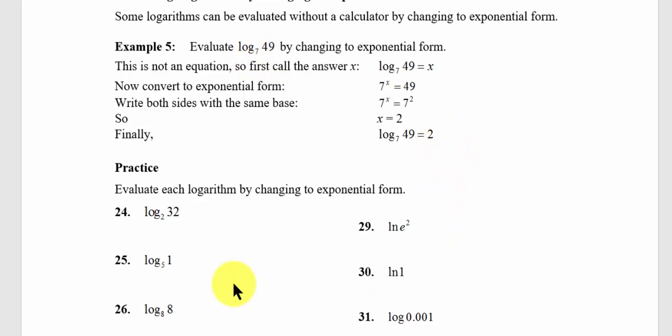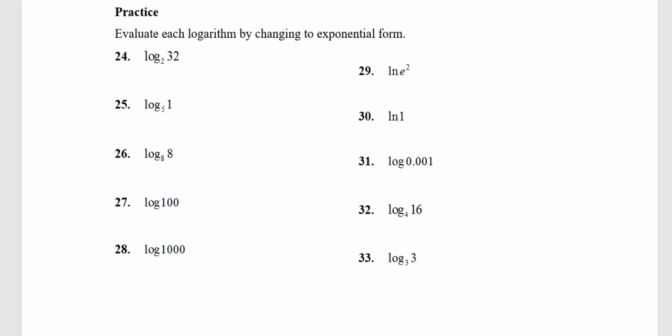All right, so let's practice a few of these. So when I look at 24, I don't know the answer, so I'll say, okay, this equals x. And then I could say 2 raised to the x equals 32. Now, what number is going to make that true? 2 raised to what number would give me 32? The answer is 5. Okay, so if I said, what is the answer to log base 2 of 32? You'd say, Mike, the answer is 5.